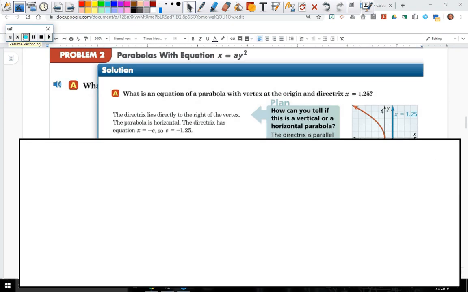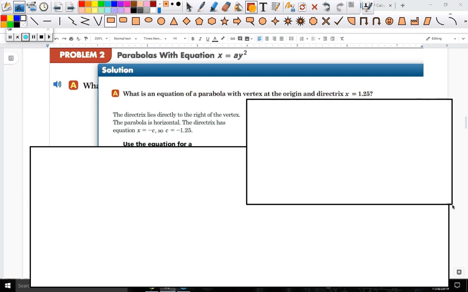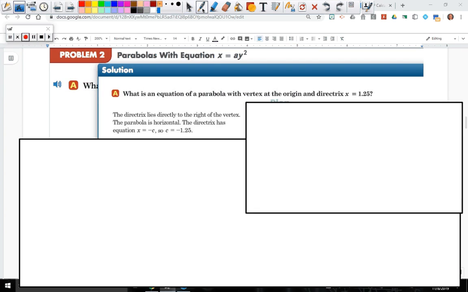This next one that we're going to do in groups for 3 points, for 4 minutes, is we are going to find the equation of the parabola where the vertex is at the origin, the directrix is x equals 1.25. Again, you're drawing, labeling everything. So the directrix lies directly to the right of the vertex. The parabola is horizontal. And then just so that you know, P is the same as C, I want you to look at it like this. So from those pieces, you come up with the equation, and we'll do it for bonus points. So let's resume the video.